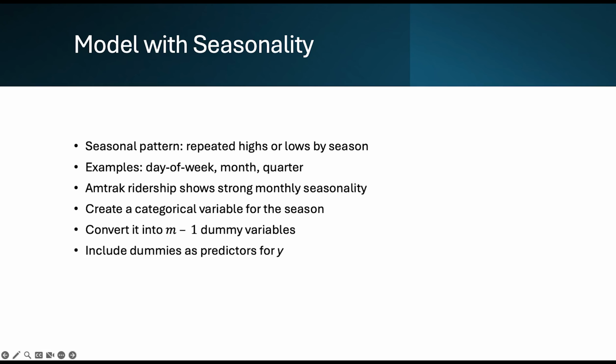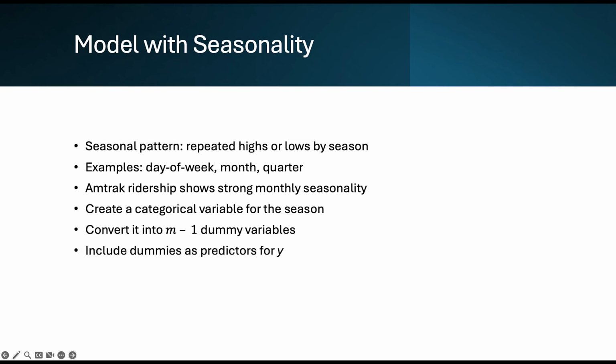So the first step is to recognize this pattern visually in a time series, because it signals that a model ignoring seasonality will systematically over or under predict in certain months. So you have to see it first. To incorporate seasonality into a regression model, we start by adding a categorical variable, which in our example is the month, to mark each observation's season. So we just add a categorical variable.